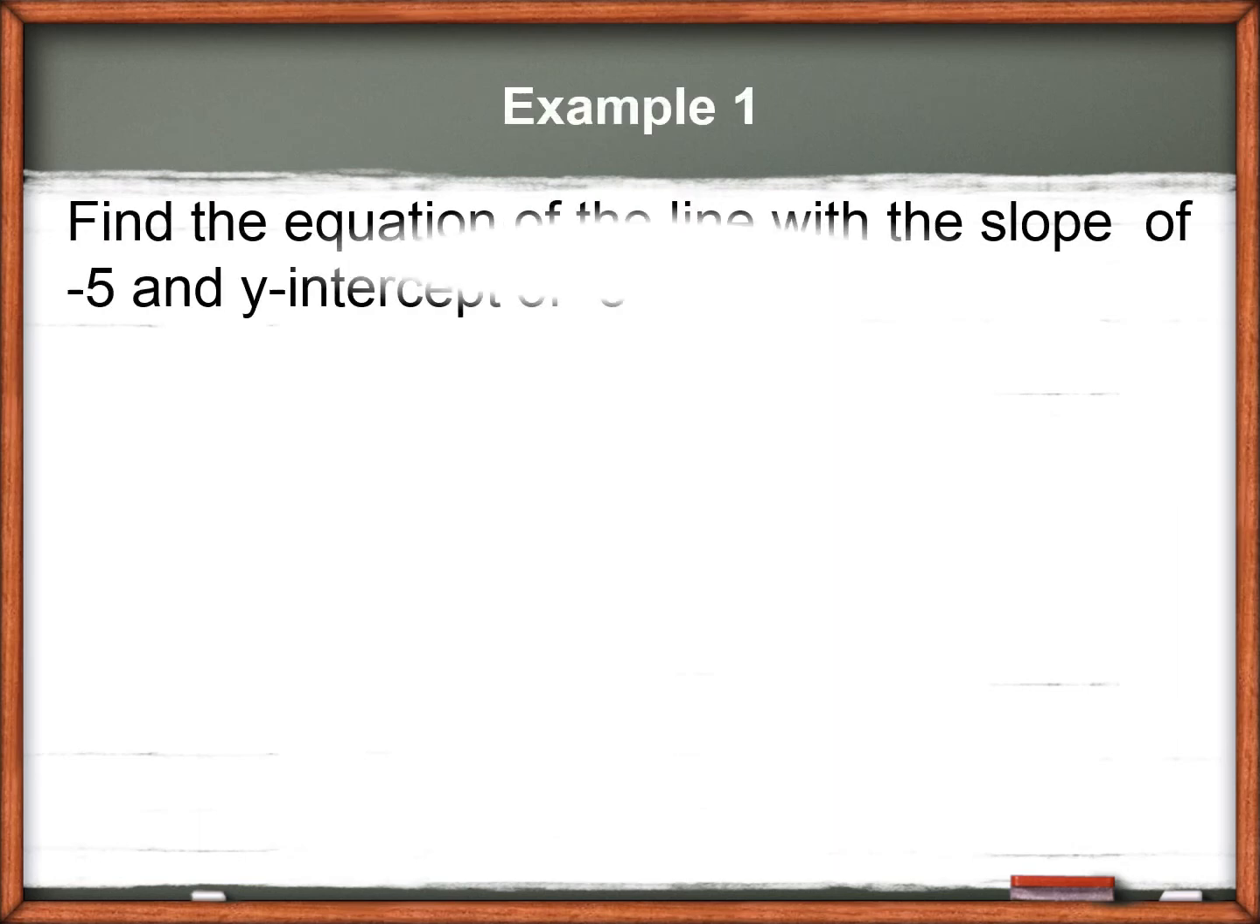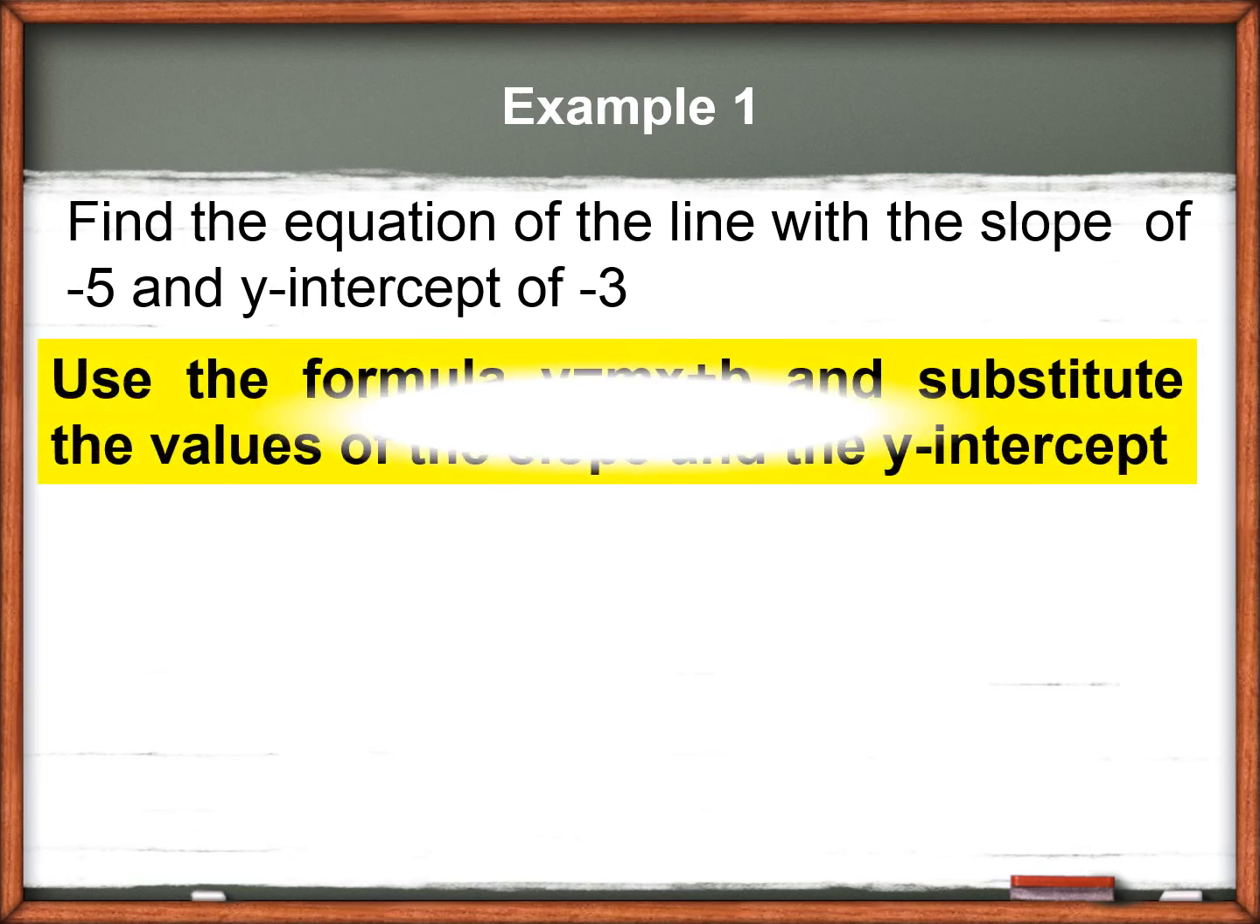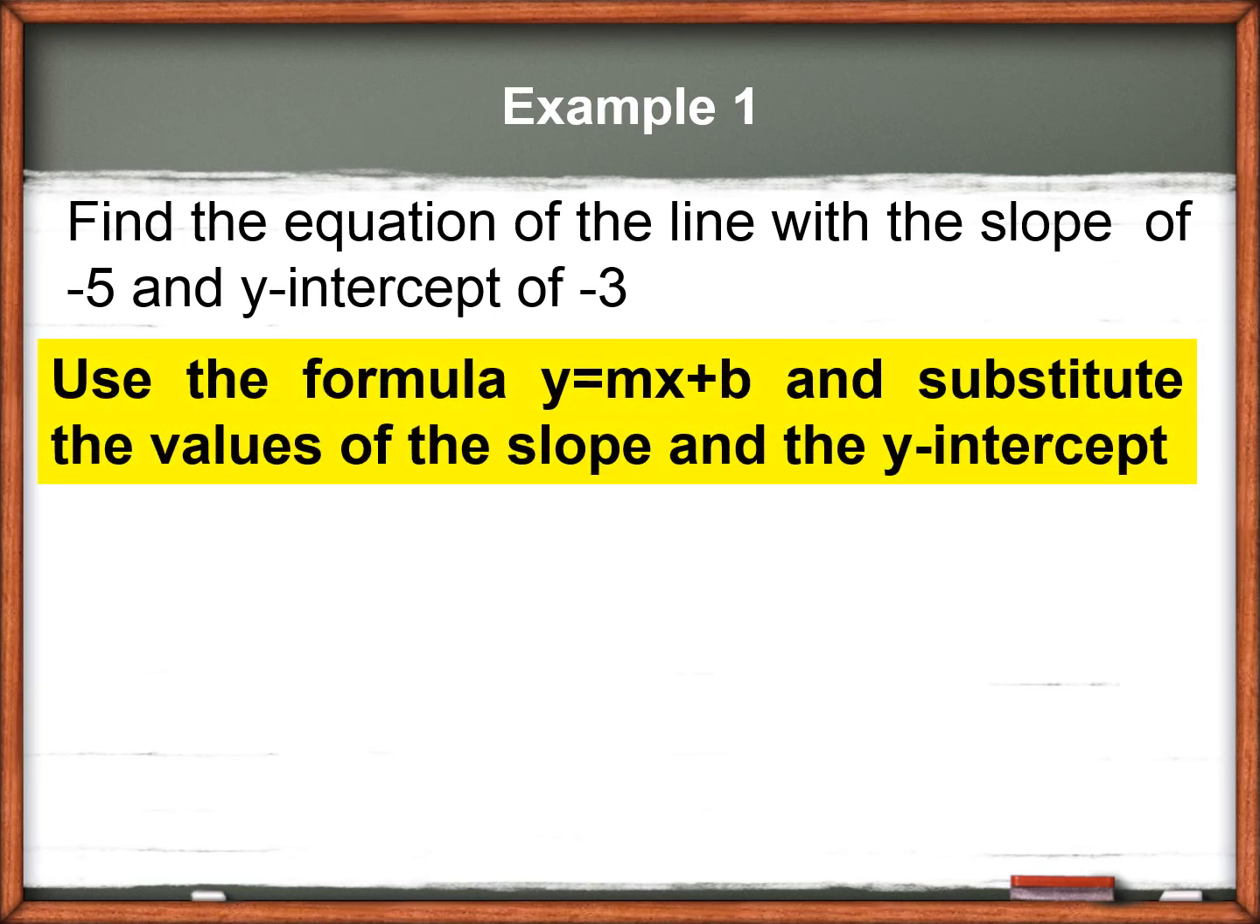Let's start with example number 1. Find the equation of the line with the slope of negative 5 and y-intercept of negative 3. Just use the formula y equals mx plus b and substitute the values of the slope and the y-intercept. Our slope in this particular case is negative 5, so m equals negative 5. Our y-intercept is negative 3, so b is equal to negative 3.